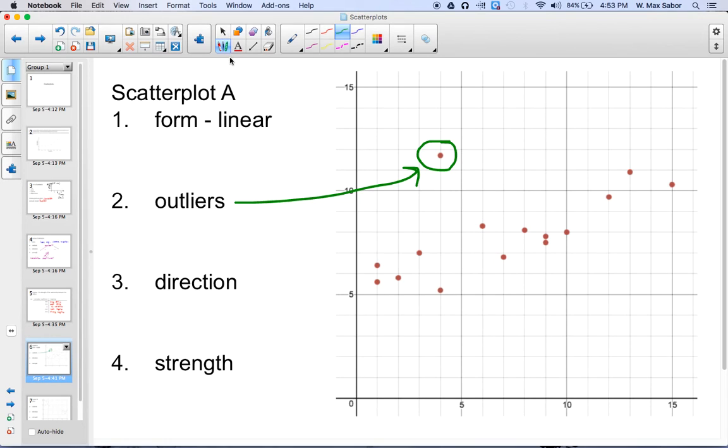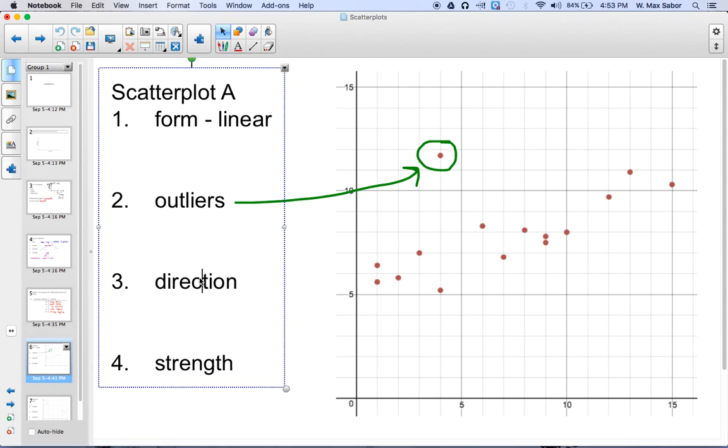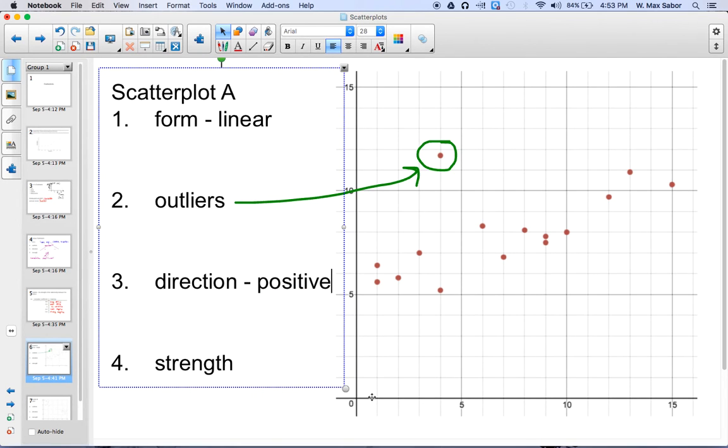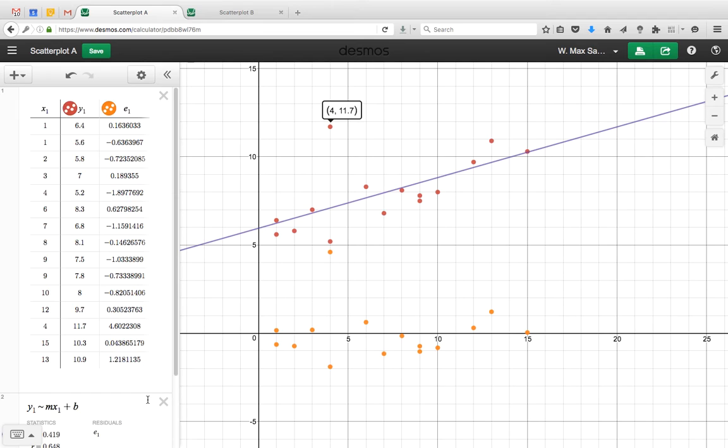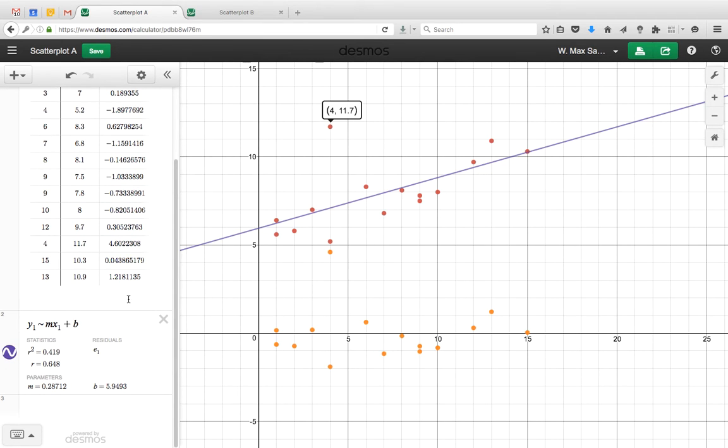What is the direction of this correlation? Well, it's a positive correlation, and you can also see that when it calculated the statistics here, the R value, the correlation coefficient, was positive.